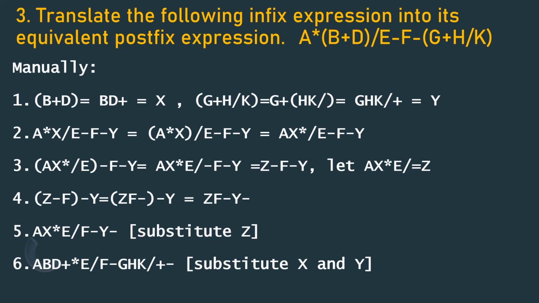The next one in the bracket is G plus H division K, in which there are two operations, plus and division. Among them, division will be done first. So G plus H division K will be done first. That becomes HK division. So G plus HK division will become GHK division plus in its postfix form. And now let us give it a name as Y. Now your expression becomes a into x divided by e minus f minus y.